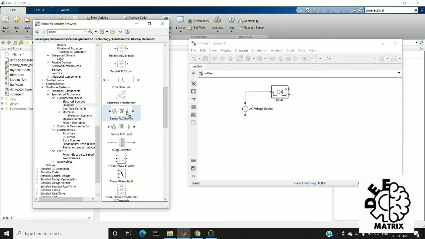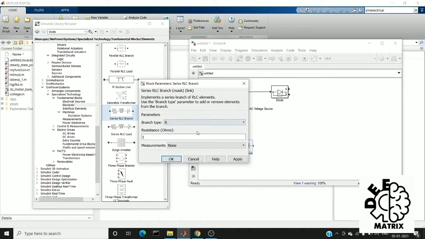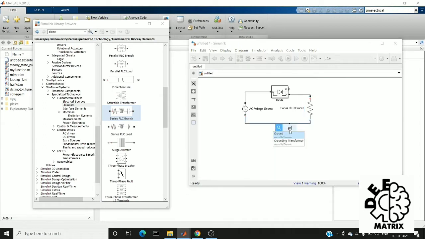In elements, you find a series RLC branch. Double tap on it. I'm going to convert this branch type to resistance. So here is my resistance. So this is my connection. Then I'm going to connect this circuit to the ground. If you don't connect this ground, it will give an error.